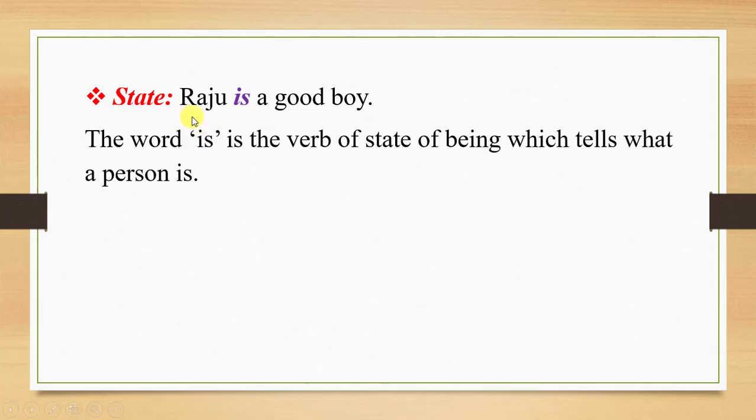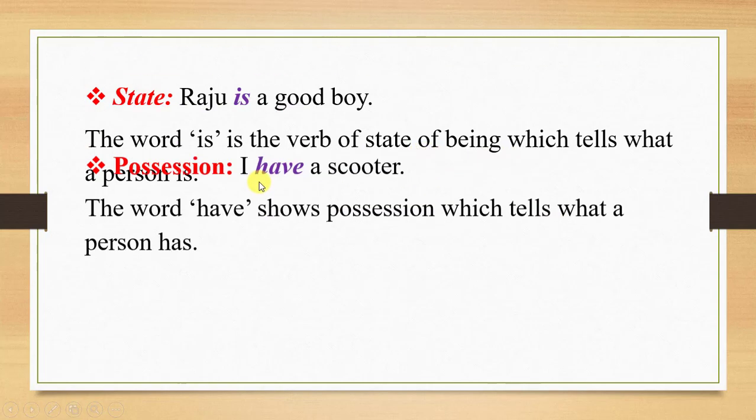State. What is state? Raju is a good boy. Here in the sentence, this is subject, this is verb, this is object. Here the word is is the verb of state of being which tells us what a person is.